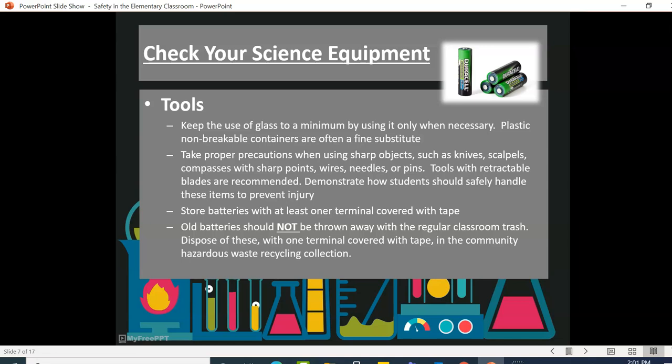We're going to dispose of these with one terminal covered with tape in the community hazardous waste collection bin or recycling bin. This is to help minimize environmental impact. You could also consider using rechargeable batteries.